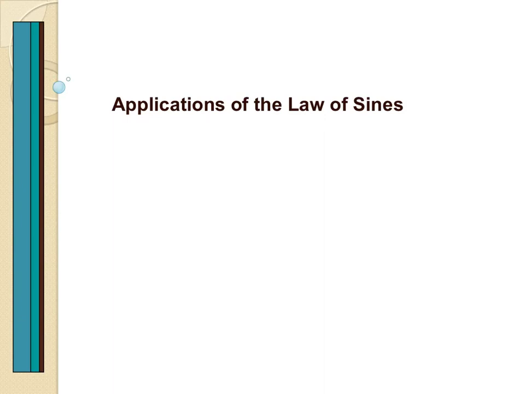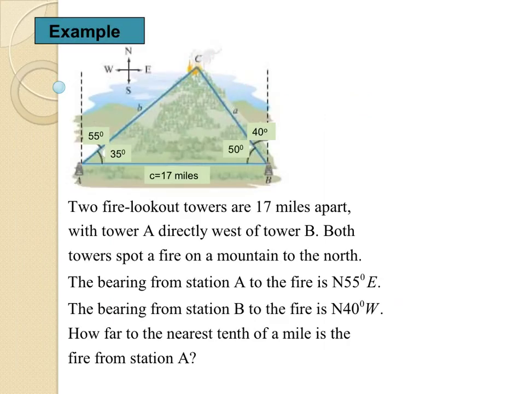All right, let's apply this. Two fire lookout towers are 17 miles apart. So here's the first tower, here's the second tower, 17 miles apart. With Tower A directly west of Tower B, so now I know where to position A and B. Both towers spot fire to the north. Here's my fire to the north. The bearing from station A to the fire is north, 55 degrees east.